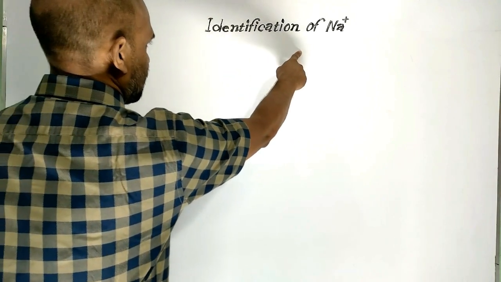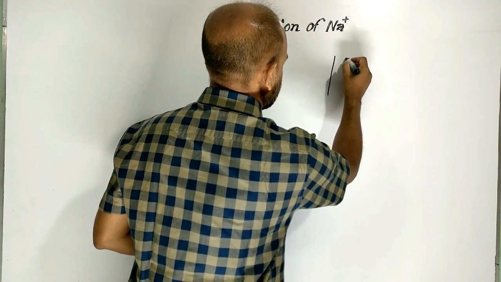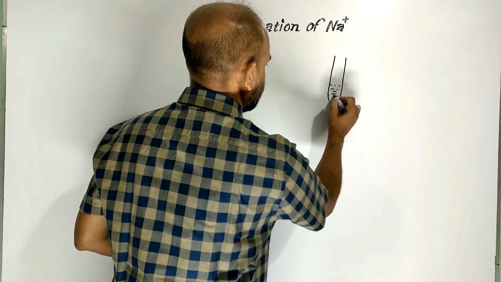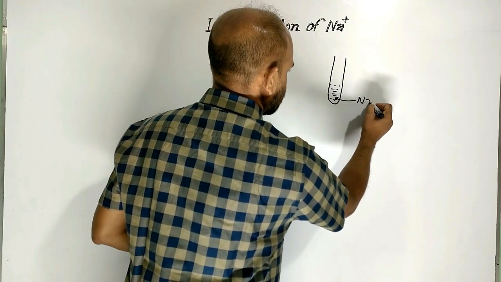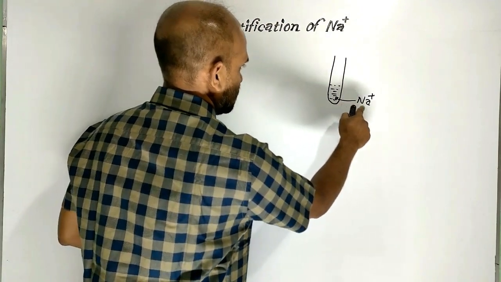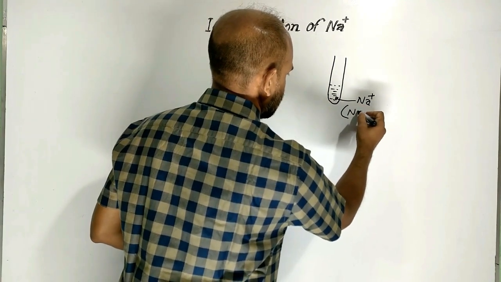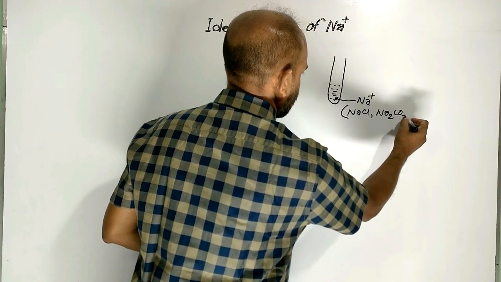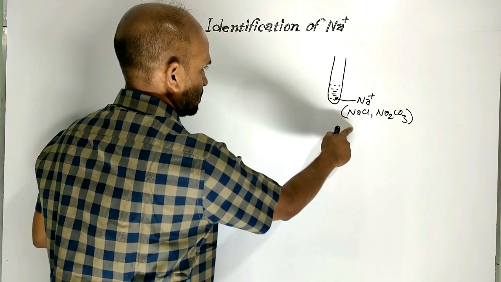Identification of sodium ion. For this, we are to take 2-3 milliliter of sodium ions solution of sodium salt. Sodium ion is present here. Sodium salt may be sodium chloride, sodium carbonate, etc. Solution of sodium salt.